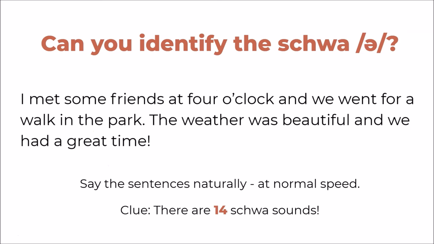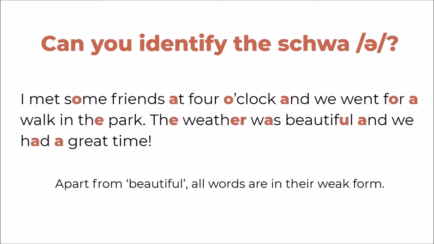So here is a little test for you to see how much you have learned. Can you identify the schwa sounds? Read over these sentences. Then say the sentences naturally at normal speed. How many schwa sounds can you identify? There's a little clue. There are 14 schwa sounds in total. Here is the solution. All of the letters in orange are really schwa sounds, 14 in total. I met some friends at 4 o'clock and we went for a walk in the park. The weather was beautiful and we had a great time. Apart from "beautiful", all words are in their weak form.